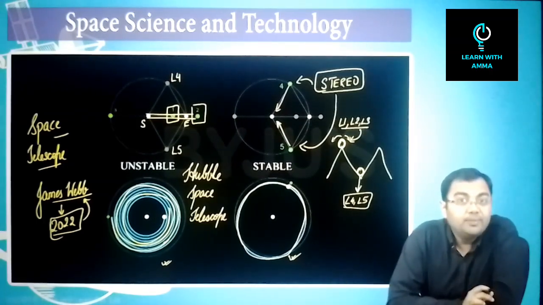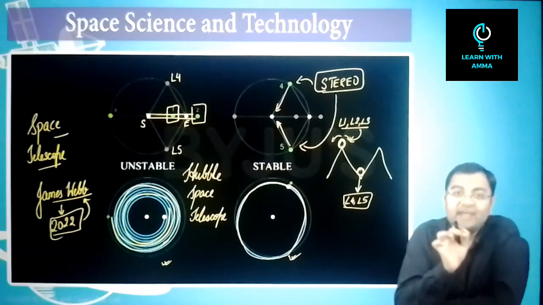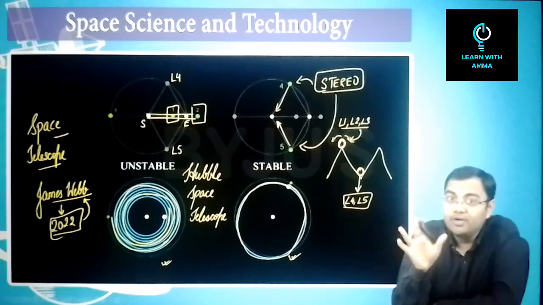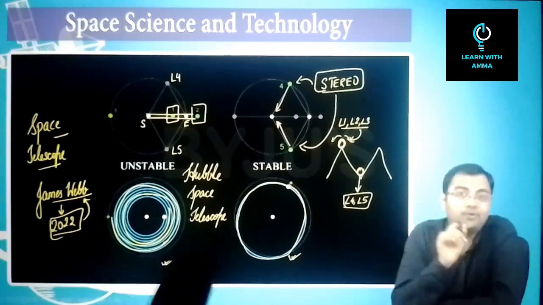So L1, very important, when you need direct access to the sun. L2, when is it important? When you need to be away from the sun, when you want to be shielded from the sun.